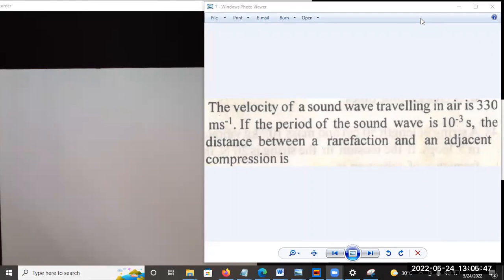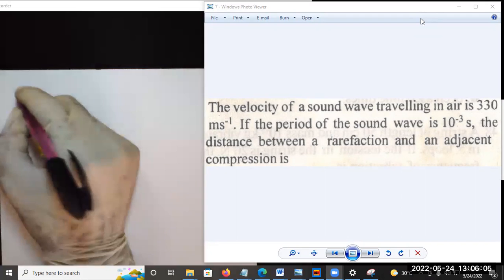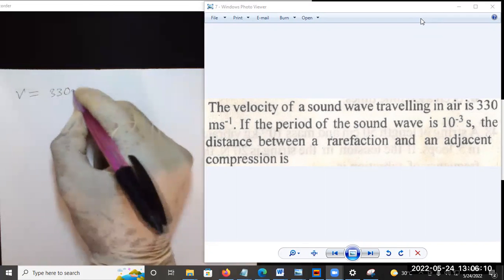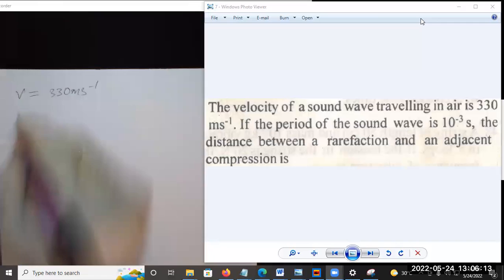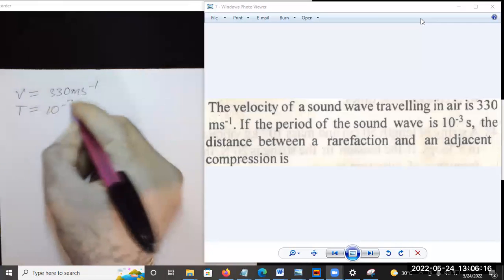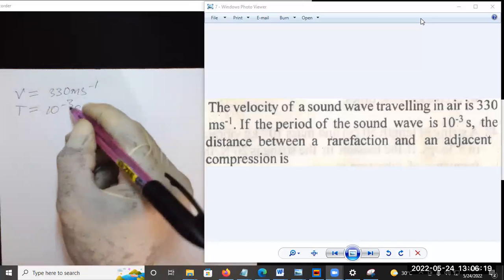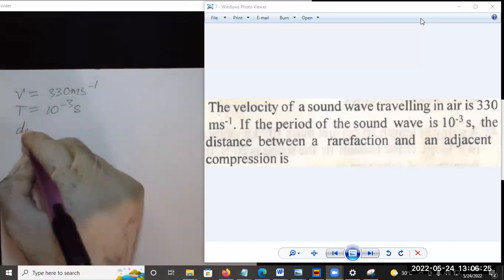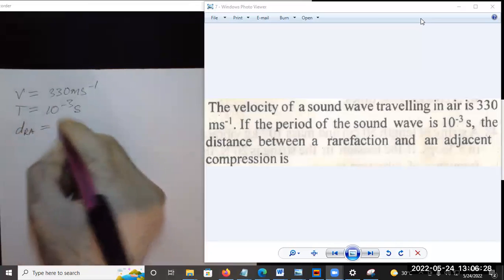The velocity of a sound wave traveling in air is 330 meters per second. If the period of the sound wave is 10 raised to the minus 3 seconds, the distance between a rarefaction and the adjacent compression is? In this question, the velocity is given as 330 meters per second. The period of the wave is 10 raised to the minus 3 seconds. We're looking for the distance between the rarefaction and adjacent compression, which we don't know.